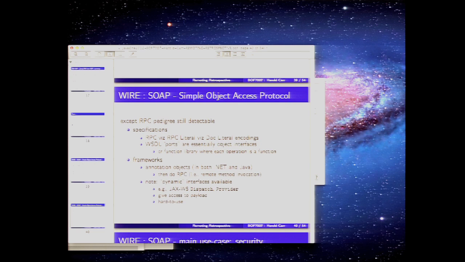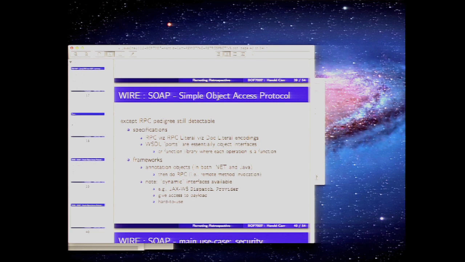And the RPC in RPC literal is just what it says. The RPC makes it so you can make procedure calls, but you really don't want to do procedure calls. You want to send documents. So RPC literal says, oh, well, if you put one parameter to your method, and it's an XML document, then we don't have to serialize it because you've already done it for us. And then doc literal takes that another step further. So there's still some cruft in there.